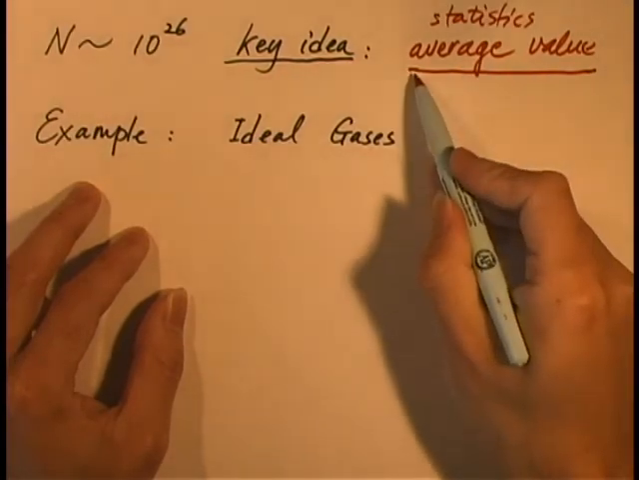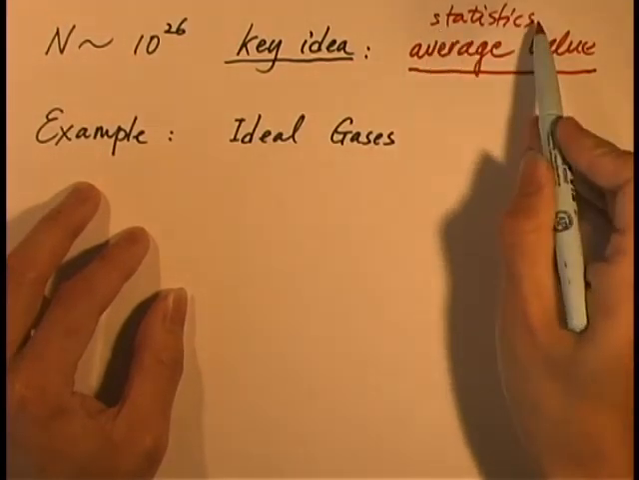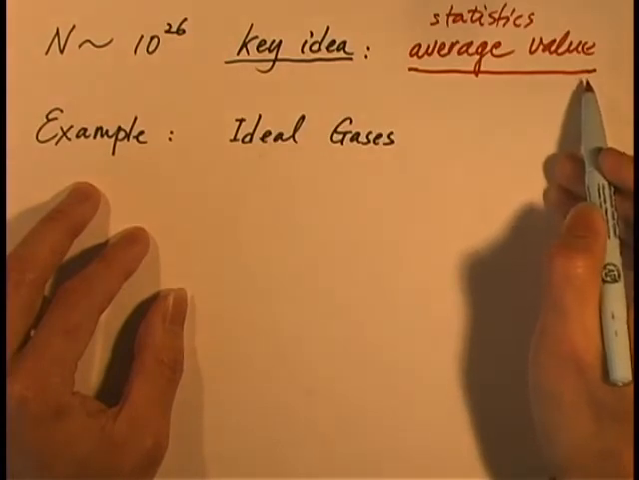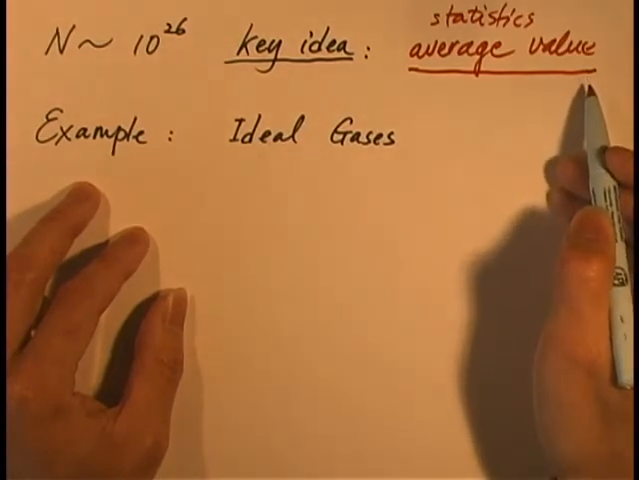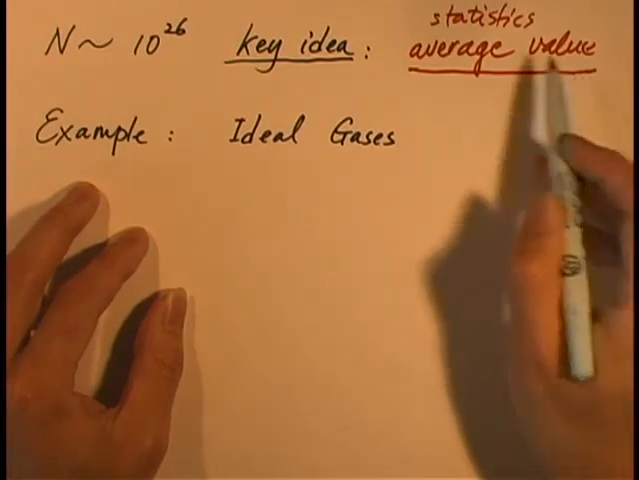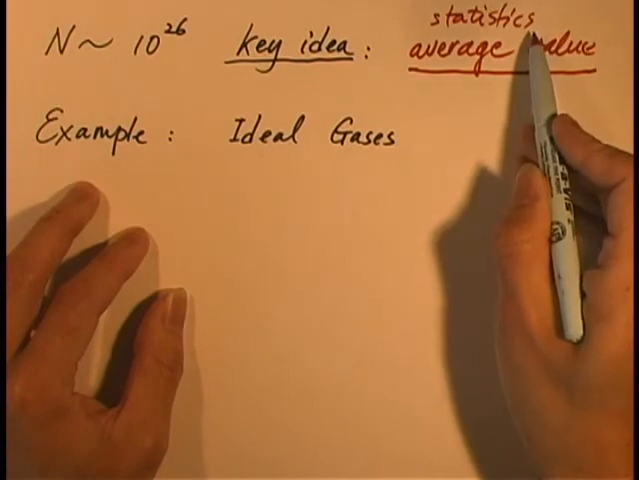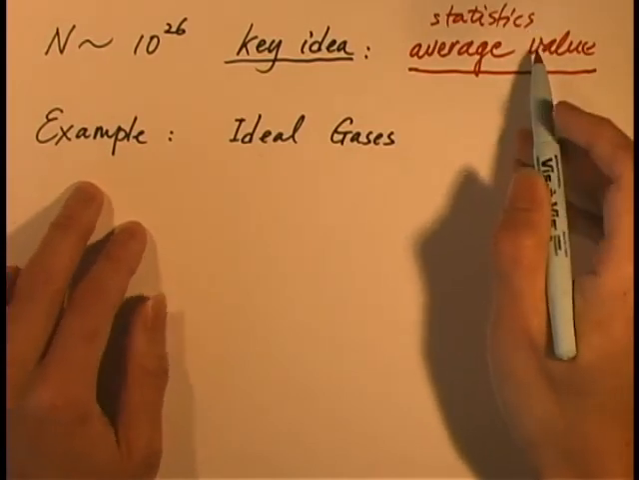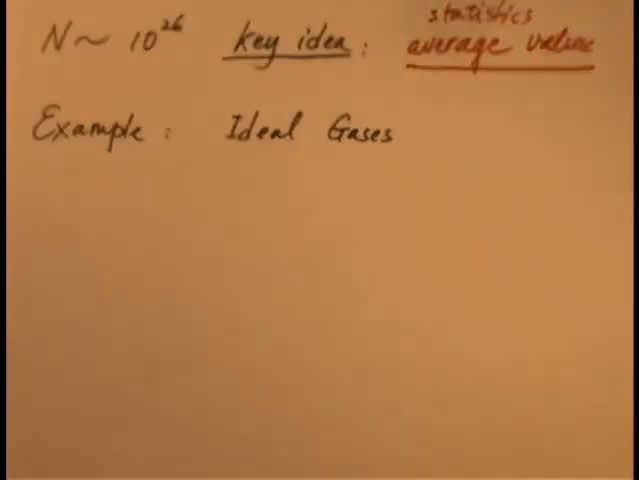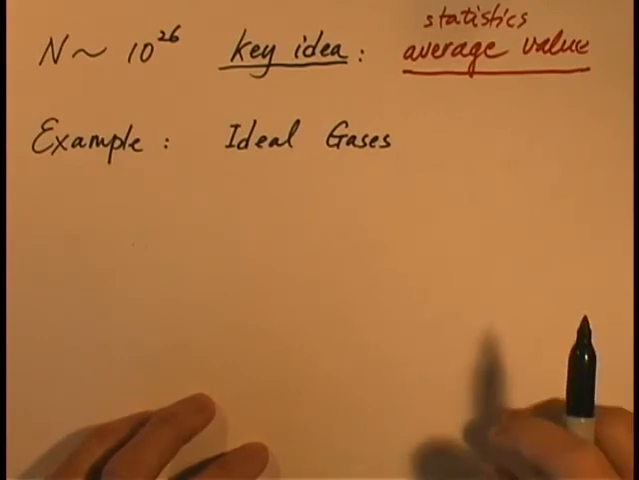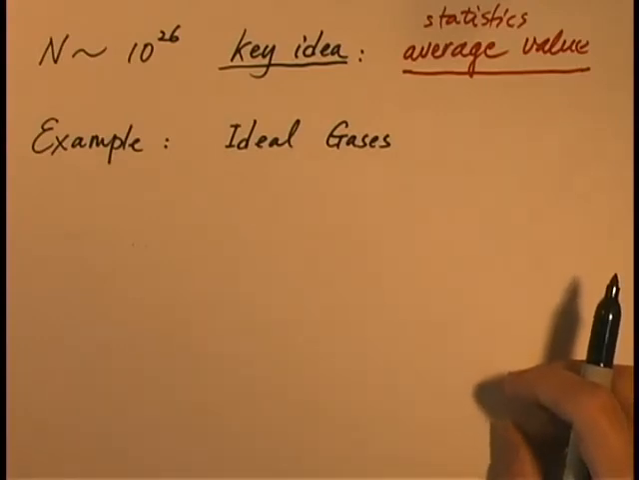So this is the key idea. We are going to do statistics to find the average value instead of focusing on each individual molecule, which is impossible and not necessary. Okay, this is why we're going to study the so-called statistical mechanics, because we do statistics. So let's take a look at an example how we implement this idea.